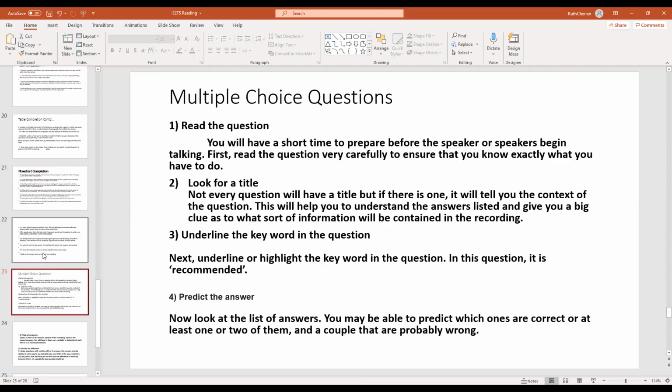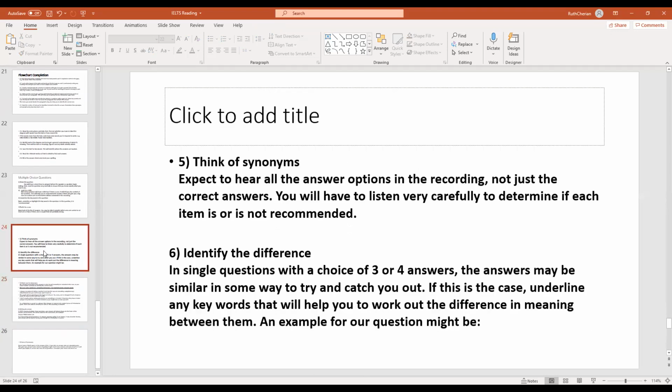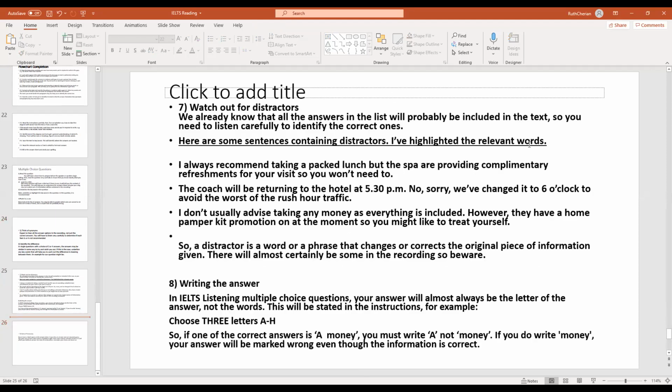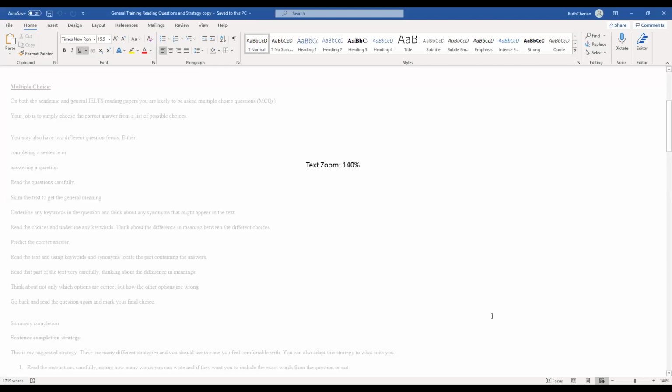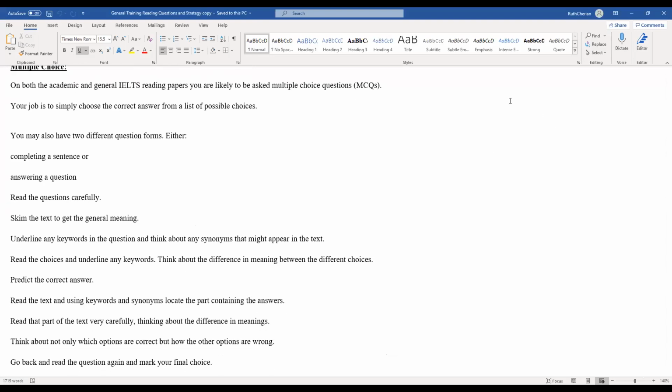Give me a minute. For multiple choice questions, please give me a minute. Can you see my Word document? Are you able to see my Word?